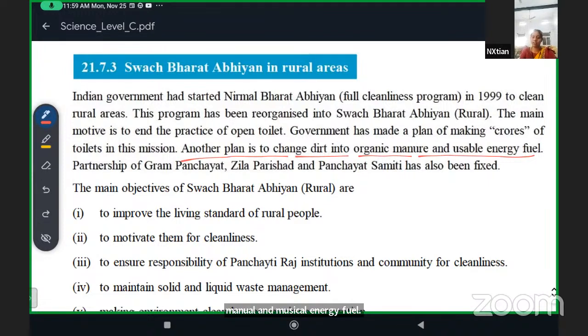One plan is to make a lot of toilets so that the practice of using open areas stops. One more plan was there. If we talk about Swachh Bharat Abhiyan in rural areas, it was to change the dirt into organic manure and usable energy fuel. We know that fuel can be made out of it, and organic manure, compost, and all can be made out of it. So that was one more plan.